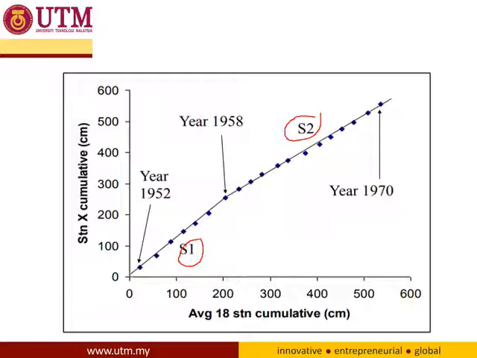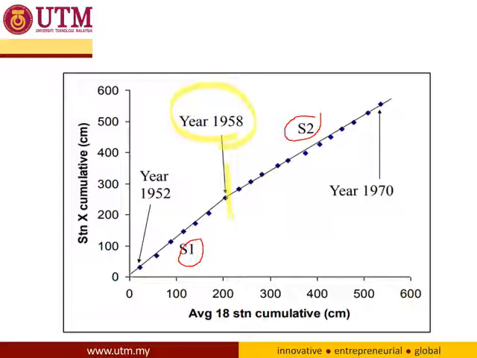So if we look at this graph, it seems that the break is in 1958, and there is something that happened in 1958. Maybe the rain gauge got moved to another place, or they changed to a new rain gauge. So that is why there is some break here. Okay, so it's okay.